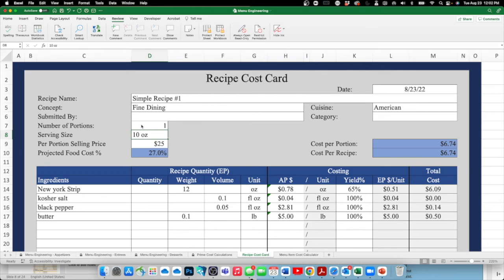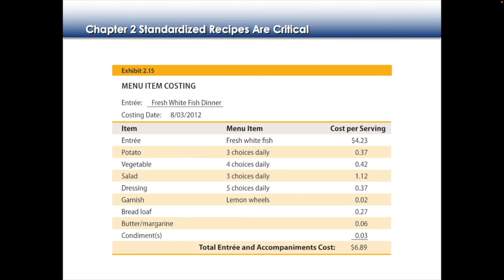And that's how we do a recipe cost card. Okay, so the next thing we're going to talk about is how to do a menu item costing. This is very similar to a recipe costing. You can use the same card even. You don't have to do a different one. You can use the same style of recipe costing.